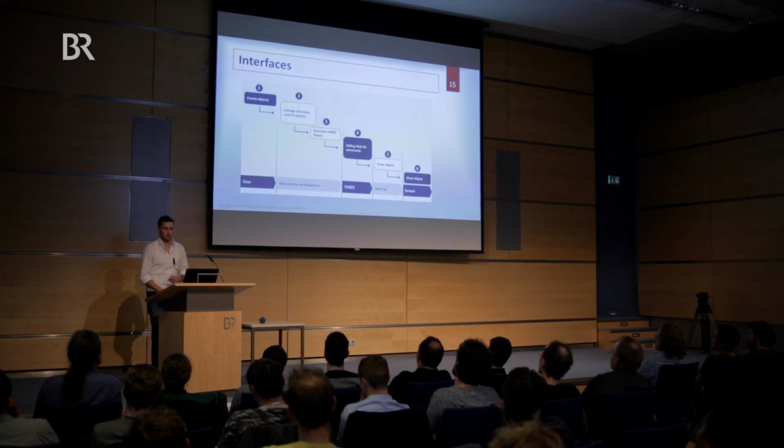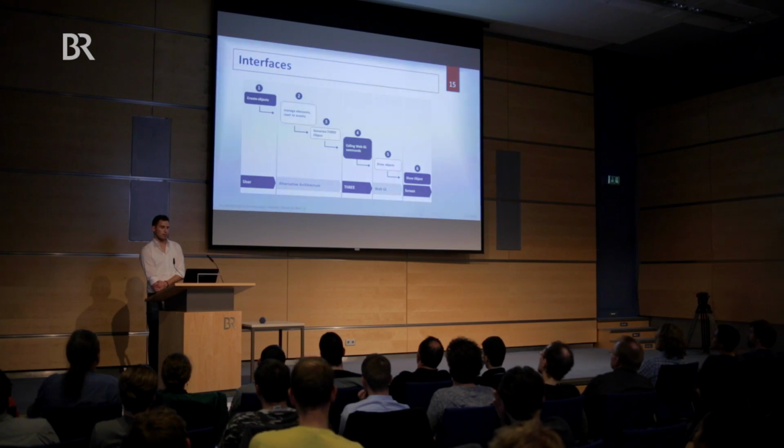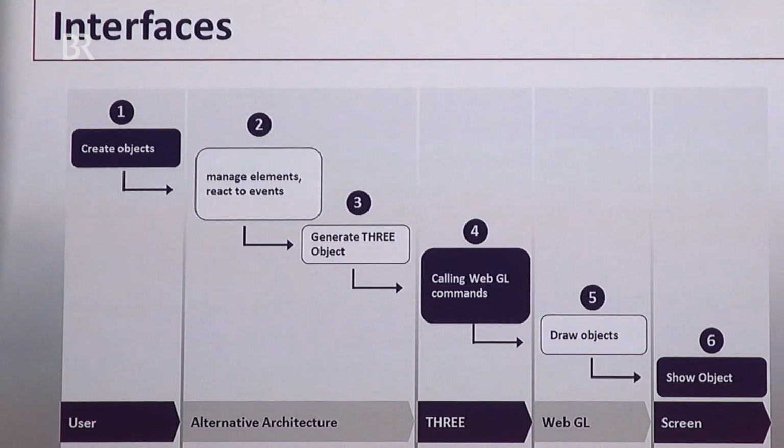In the next part, 3JS is making out of the commands native WebGL commands and giving them to the WebGL, through the next interface. WebGL is drawing the elements, and at the end on the screen you can see the objects.